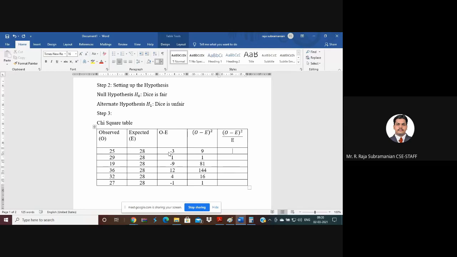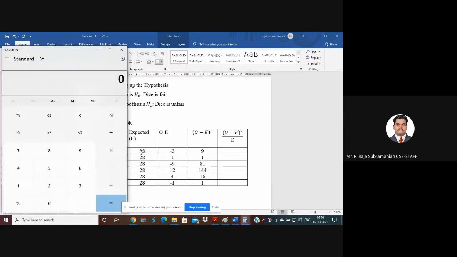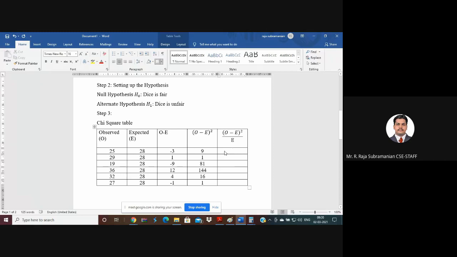Now finally, coming to O minus E the whole square divided by the expected values. We need a calculator for this. 9 divided by 28, so I get 0.3214. Sir, 36 minus 28, you took 12; it's 8. Oh, sorry, 8. Any other mistake? Hope the others are correct. Others are fine? Yes, great.